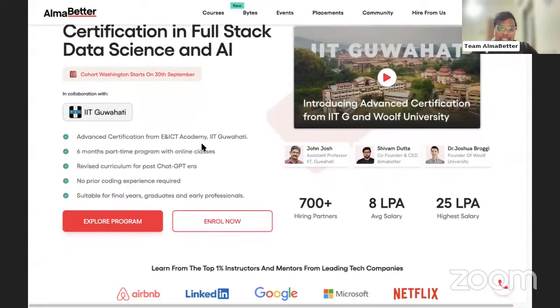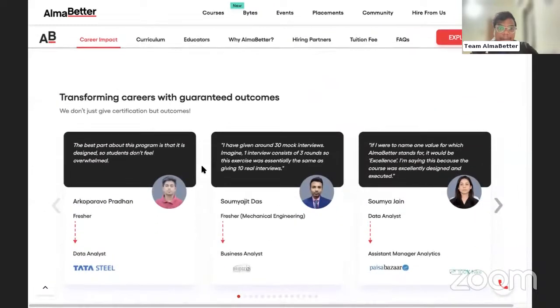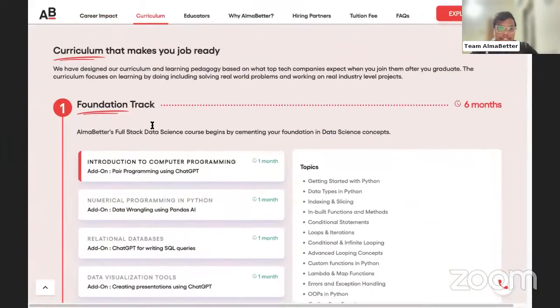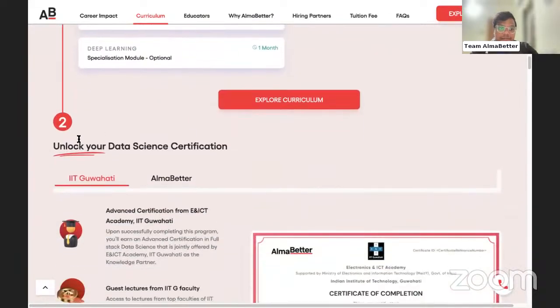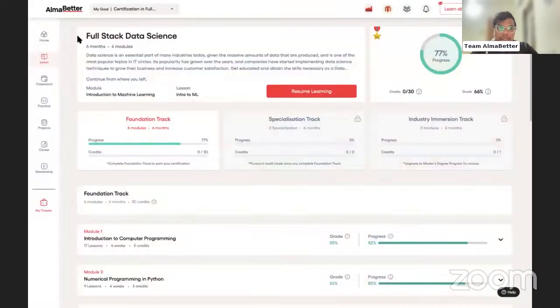And here I'll go through this thing, okay? So you can see all these things. Here I'll show you the curriculum. So we have a foundation track, specialization track, and industry immersion track. So once you complete this, you can opt for the next. If you upgrade to the master's degree program, you can access the industry immersion track. But once you complete the foundation track, you can opt for the specialization track, right?